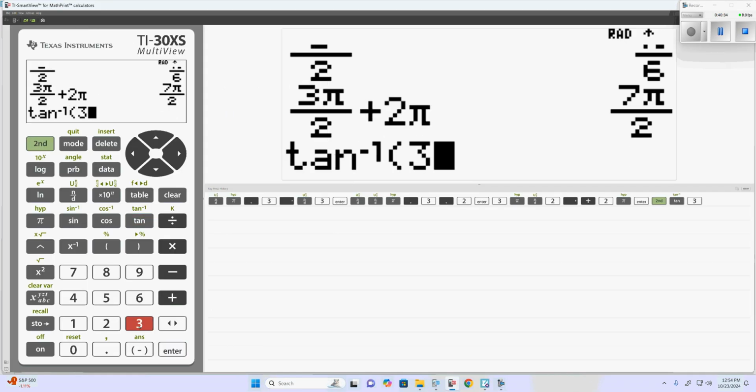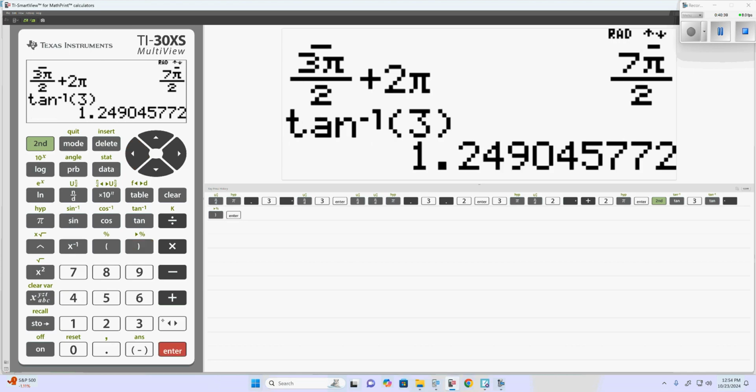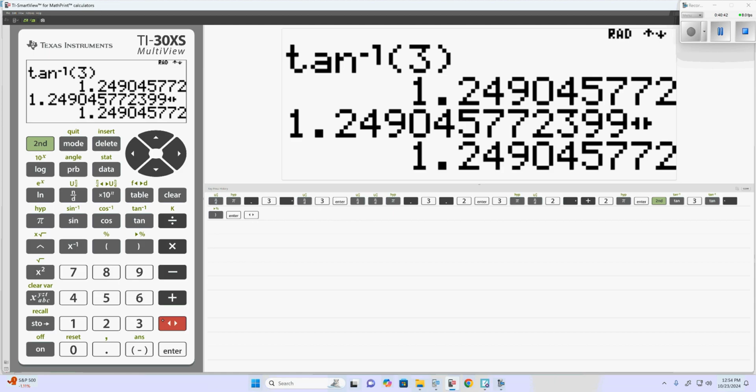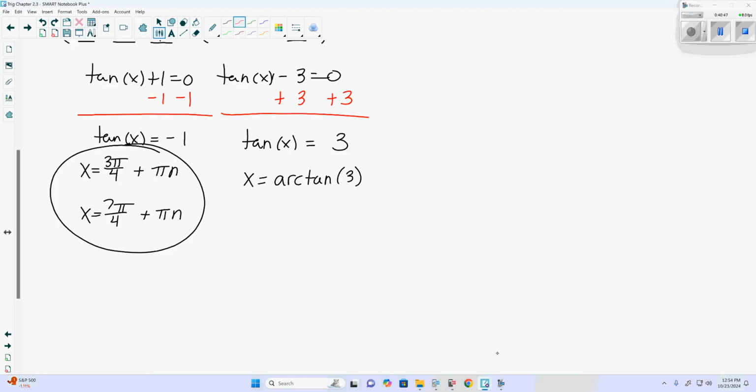Because if we were to take tangent inverse, arctangent of 3, we would get this here, which is not a nice number. But for us here, we're going to leave it as arctangent of 3. That's it. The other one we would get from the fact that arctan's period is pi, so it would flip over to the other side. And that's it for that there.